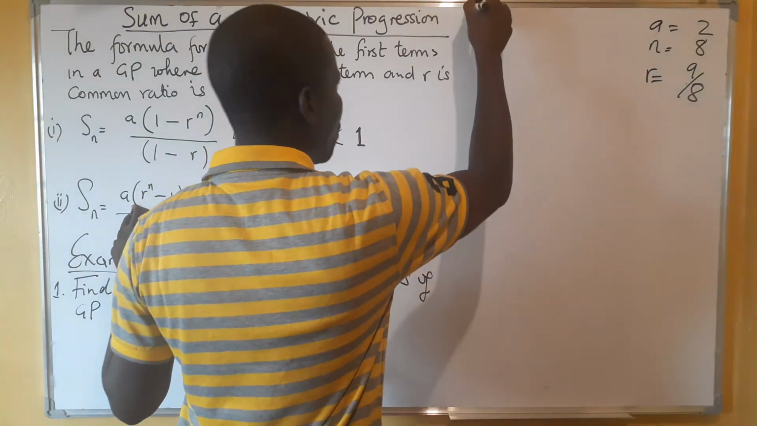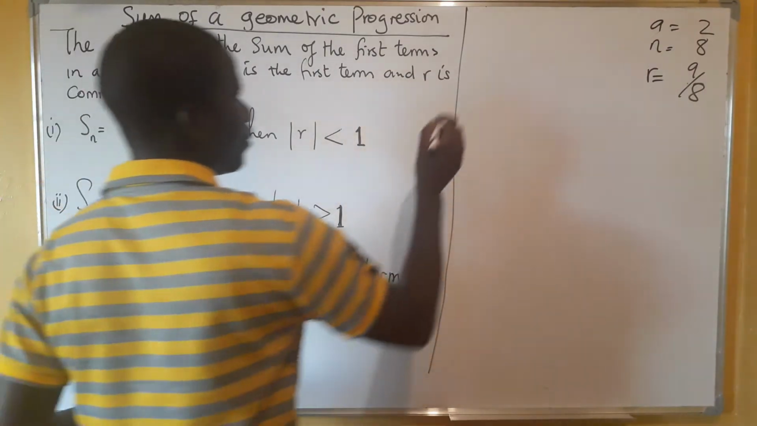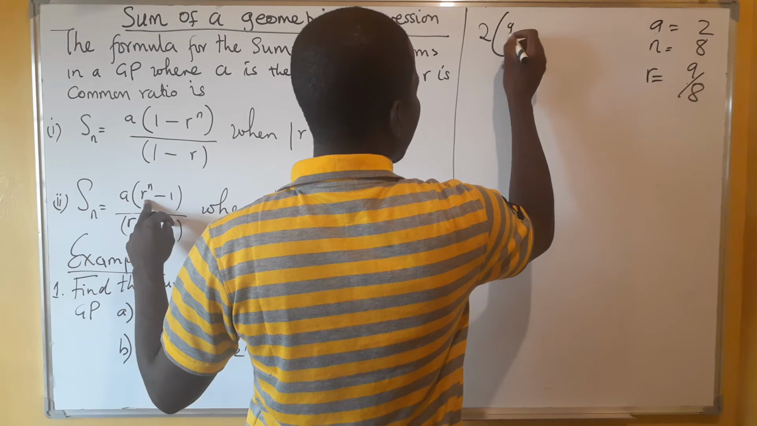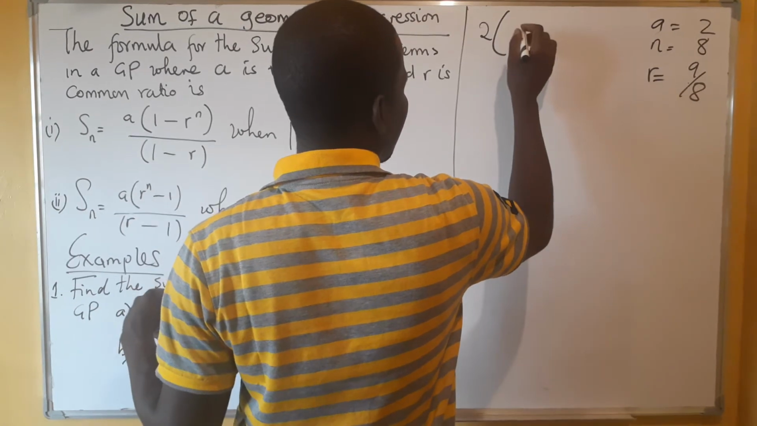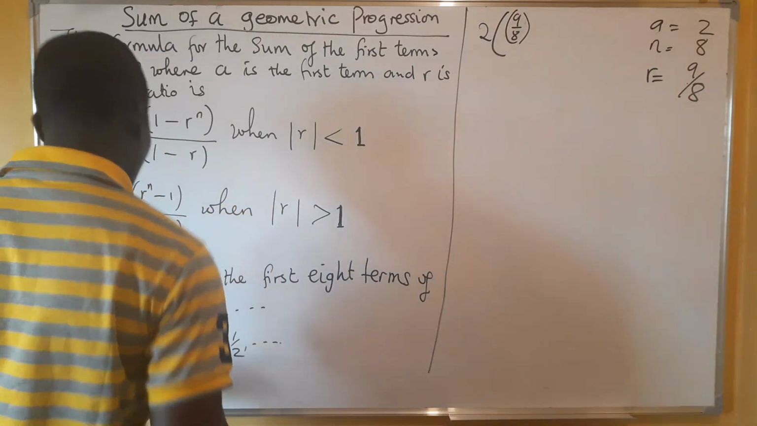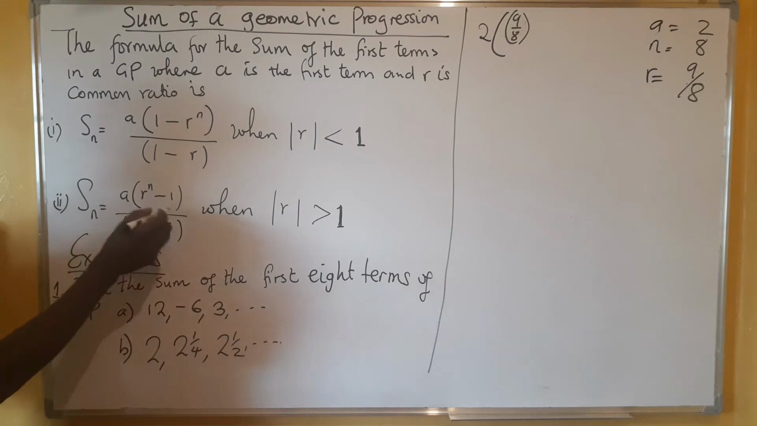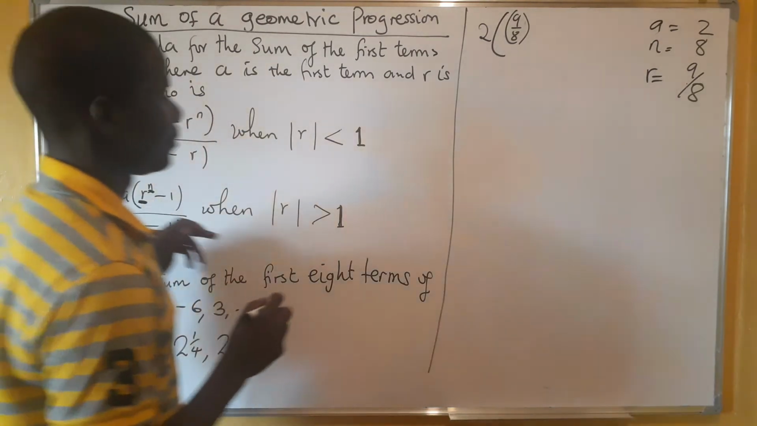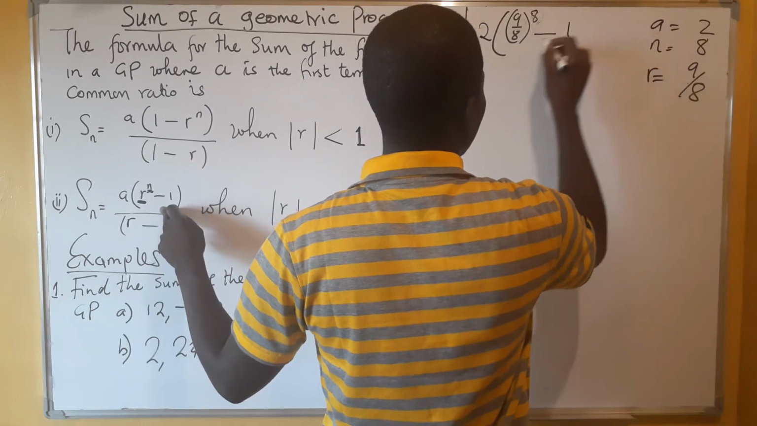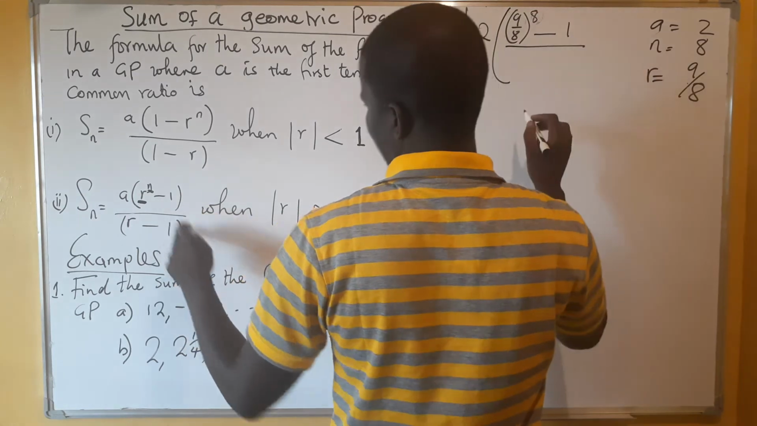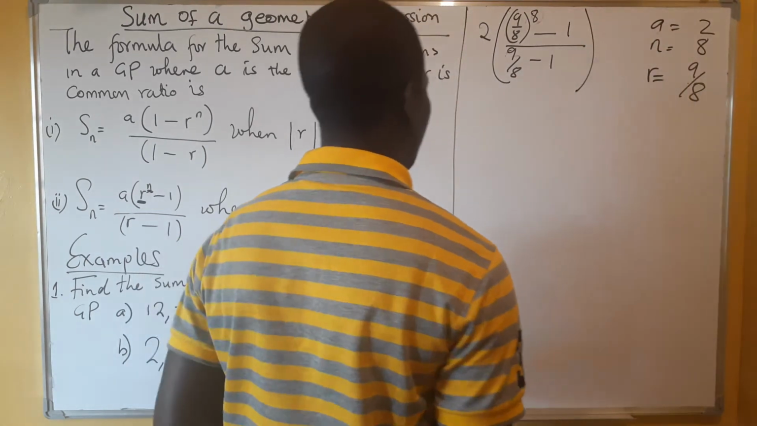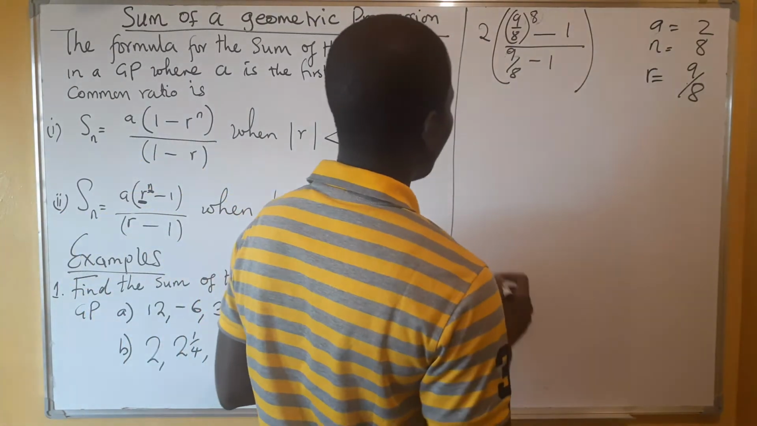Okay, so now we start. Our A is the first term, which is 2. Open brackets, then we have our common ratio, which is 9 over 8. That is our common ratio. We are using this formula here, with the 8th term, to the power 8, minus 1, over 9 over 8 minus 1. That is what we are working with.